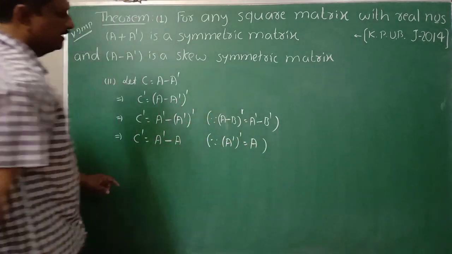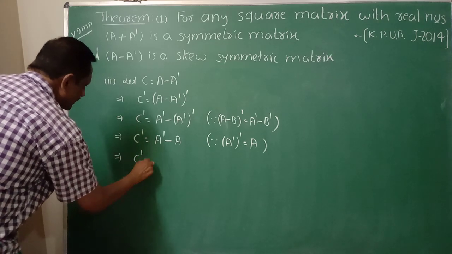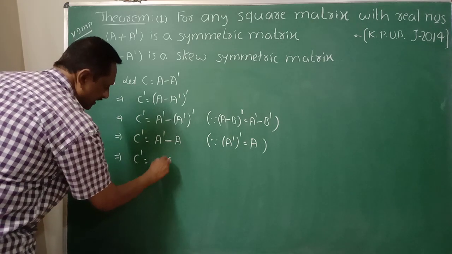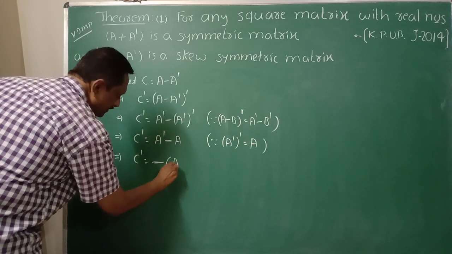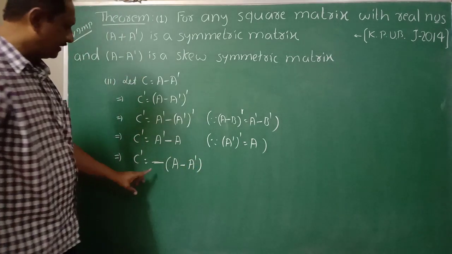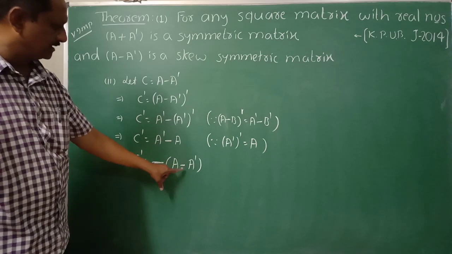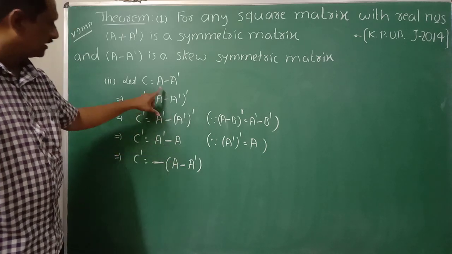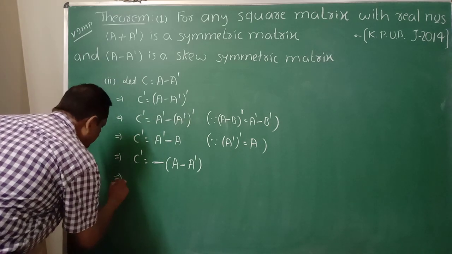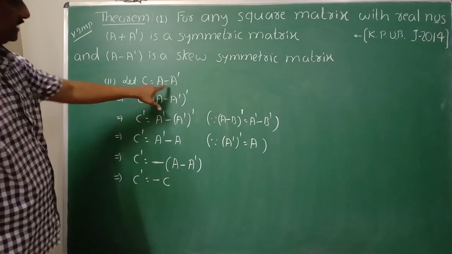Using this property, C dash is equal to, take a minus common factor. If you take a minus outside, negative term becomes positive, positive term becomes negative. Minus is the common factor. Here A minus A dash is what? It is C. Therefore C dash is equal to minus C.